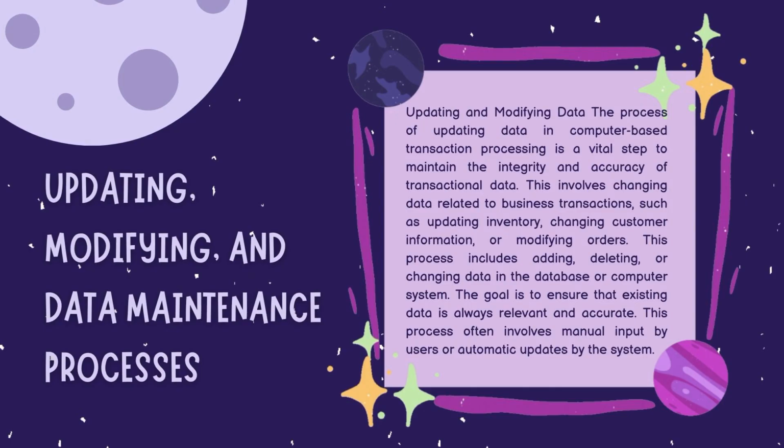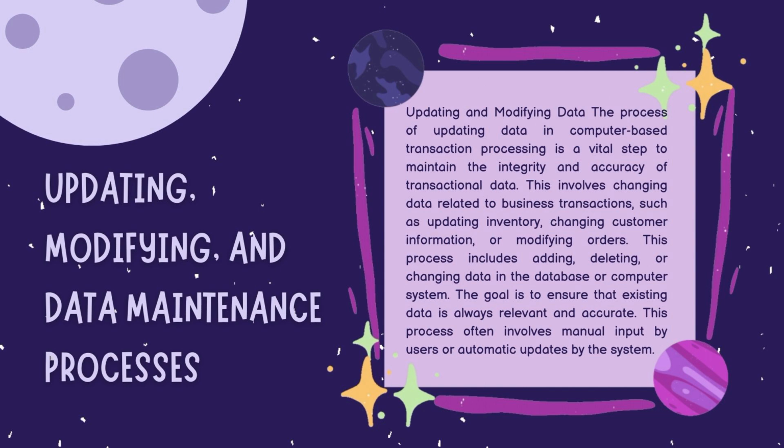Okay, so next, I will explain to you about updating, modifying, and data maintenance process. Updating and modifying data. The process of updating data in computer-based transaction processing is a vital step to maintain the integrity and accuracy of transactional data. This involves changing data related to business transactions, such as updating inventory, changing customer information, or modifying orders. This process includes adding, deleting, or changing data in the database or computer system.